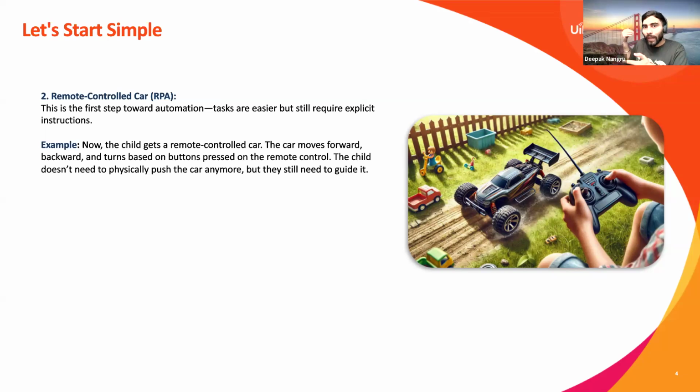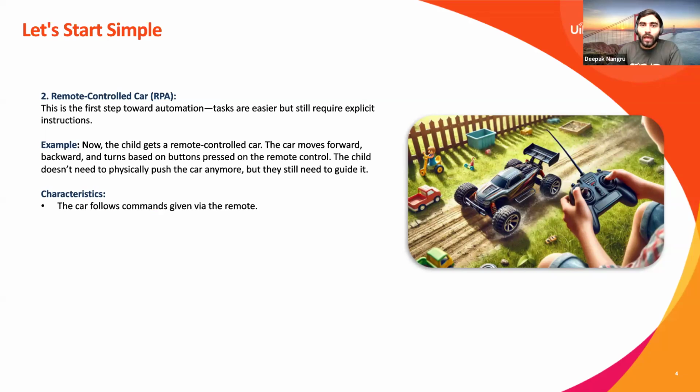So the human is at the back end of it, but the human is not pushing everything. They are just commanding, like with this remote control car. We are just commanding it: go right, go straight, come back. So this comes under an RPA process, which is robotic process automation. What are the characteristics of it? The car follows the command that is given by the remote.